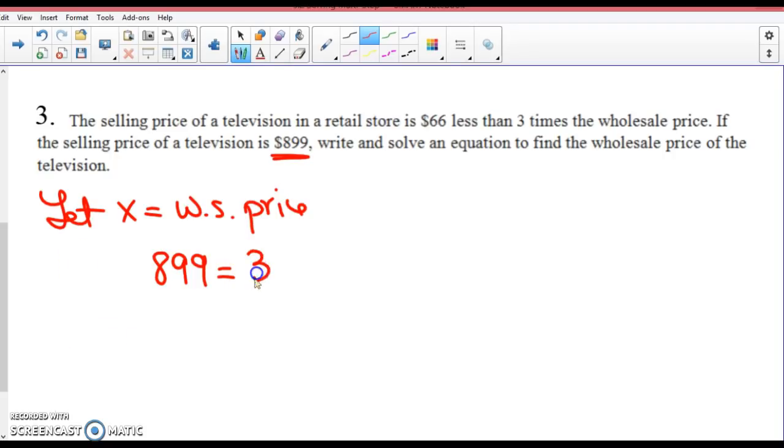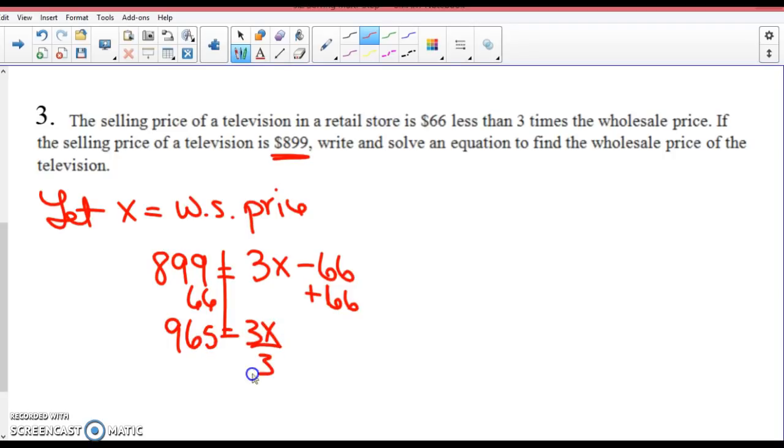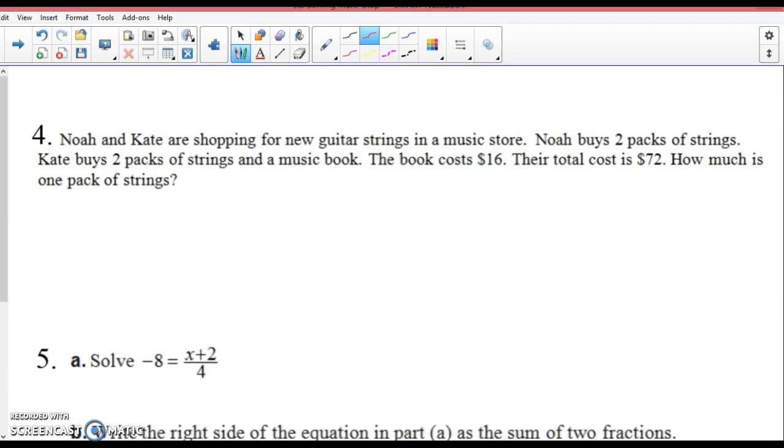Well, x is the wholesale price. 3 times the wholesale price is 3x. 66 less, minus 66. And make sure you do minus 66 and not the other way around. Okay, solve this. Add 66 to both sides, and I get 965 equals 3x. Divide both sides by 3, and I end up with 965 divided by 3 is $321.67. You are going to want to divide that into dollars and cents. And I round it.